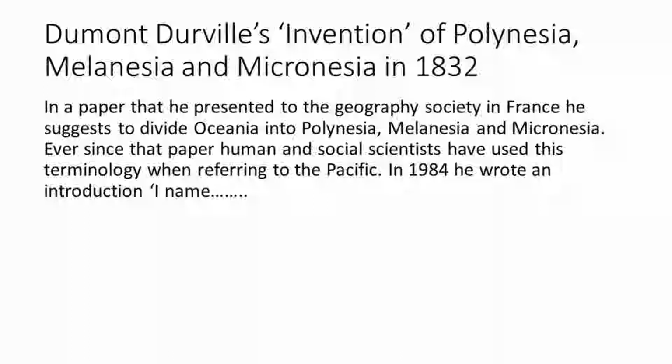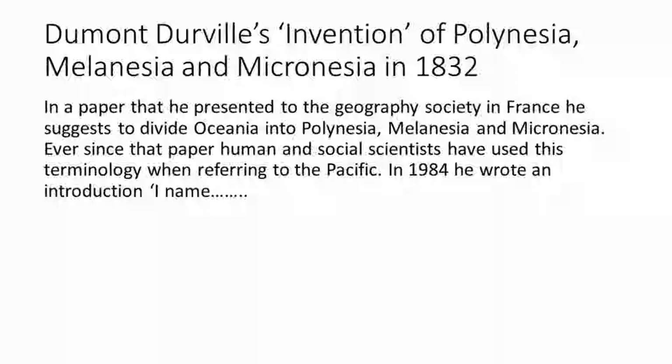So Dumont d'Urville invented these terms. They did not exist in the Pacific before. And this is all based on a paper that he presented to the Geography Society in France. So this all happened outside of the Pacific region. And he suggested to divide Oceania into Polynesia, Melanesia, and Micronesia. And ever since that paper, human and social scientists have used this terminology when referring to the Pacific.